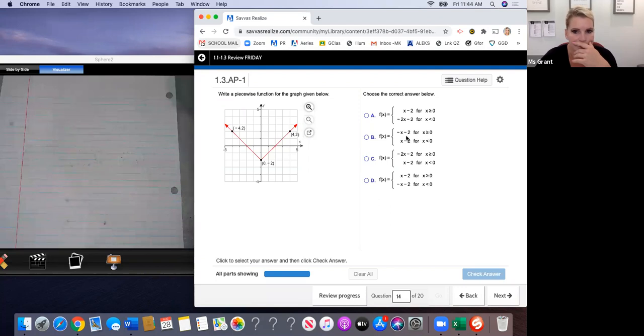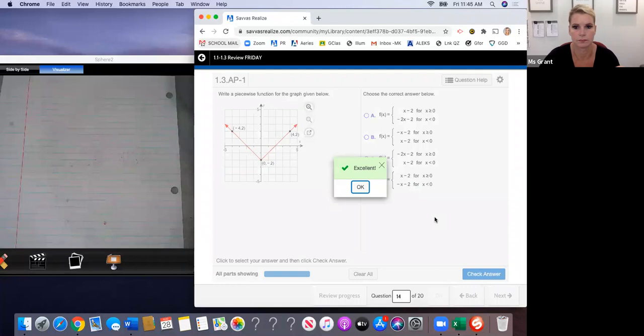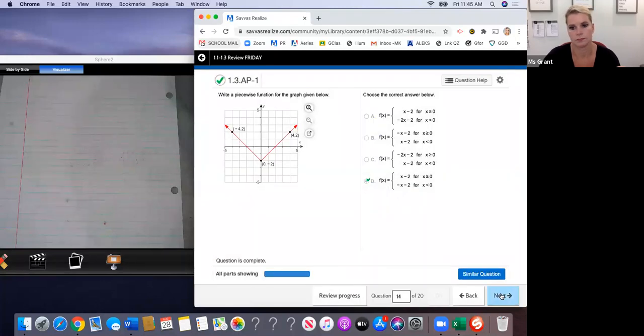Let's look at B. For the downhill line, -x minus 2, x is greater than 0. Is the downhill line greater than 0? No, the downhill line is less than 0. -x minus 2, here it is, D. -x minus 2 for x is less than 0 on the left side. So you guys got to get in your head like less than, greater than, before, after, left, right, because that'll help you a lot. Good.